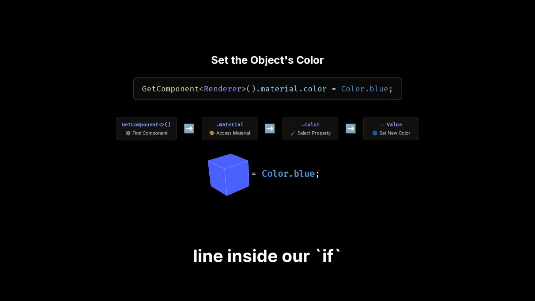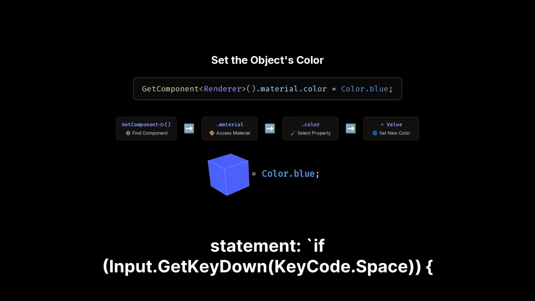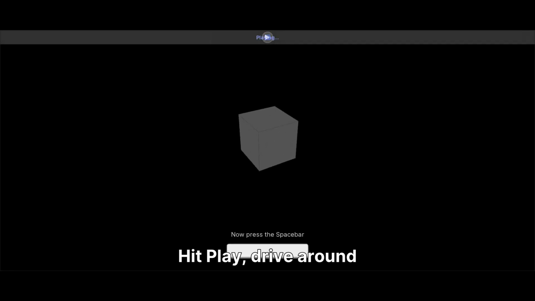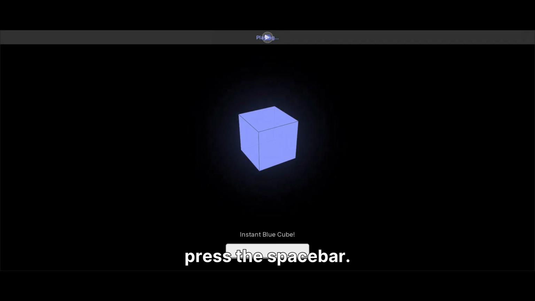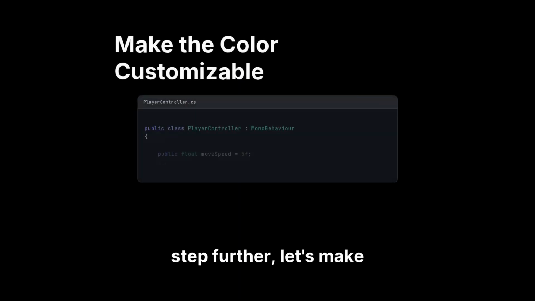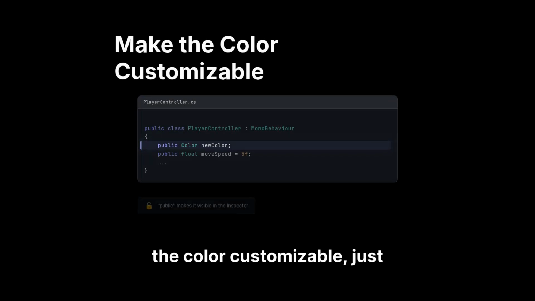Now let's stick that line inside our if statement. If Input.GetKeyDown(KeyCode.Space), GetComponent<Renderer>().material.color = Color.blue. Save the script and head back to Unity. Hit play, drive around a bit, and then press the spacebar. Instant blue cube.